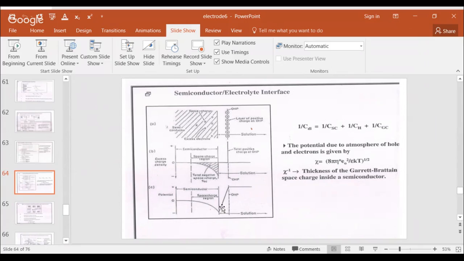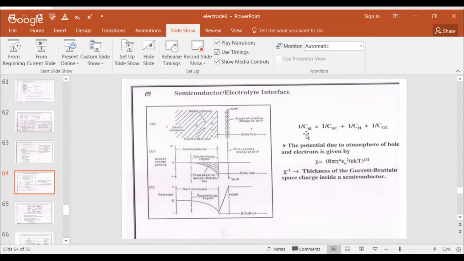This is the potential drop in the solution phase. The potential also drops within the semiconductor. This is the semiconductor, and this is the solution phase. Therefore this will also have a capacitance, which is the one additional term. If everything is ideal, and the capacitances in the semiconductor, the outer Helmholtz plane and the inner Helmholtz plane are all constant, then this equation is valid. This is one way of understanding this.